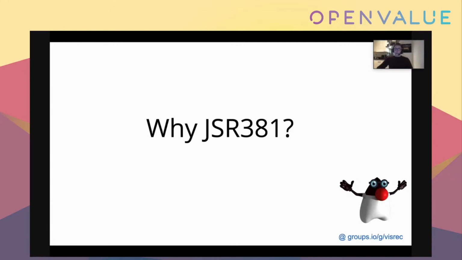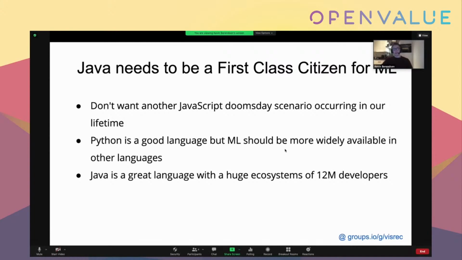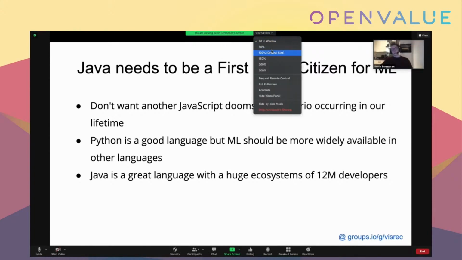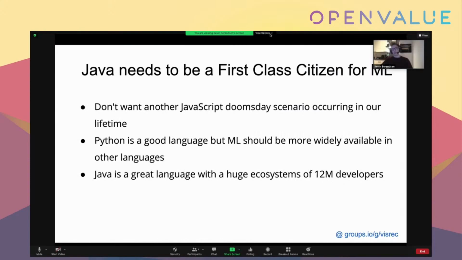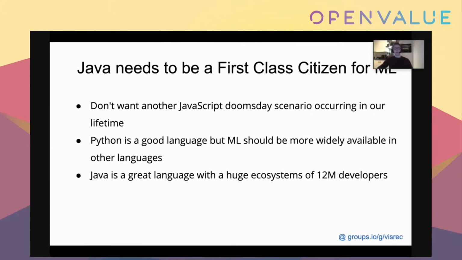So already answering actually this question, why are we building JSR-381? First of all, we think that Java needs to be a first-class citizen for machine learning. So it needs to be equivalent or near as good as Python is. And the reason why is that we don't want the JavaScript doomsday scenario happening again.